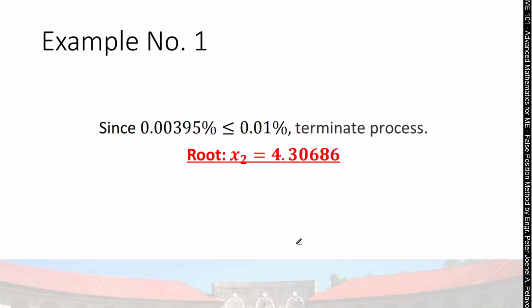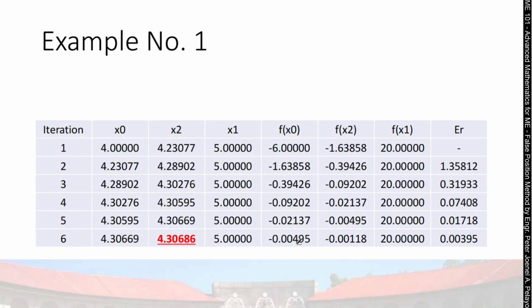So, kung ano yung X2 natin ulit, yun yung magiging root natin, our final answer. And then, this is the tabulated table of yung answers. So, yun nga, 6 na iteration. Ito yung root natin. Ito yung value niya. So, medyo approximate to 0 naman na siya. So, okay na rin actually yan. So, that's it for example number 1.